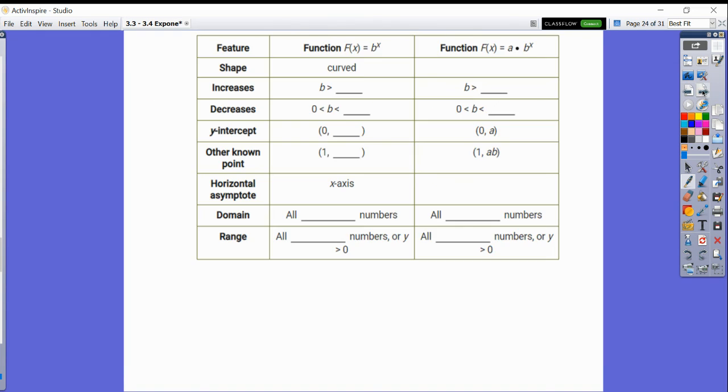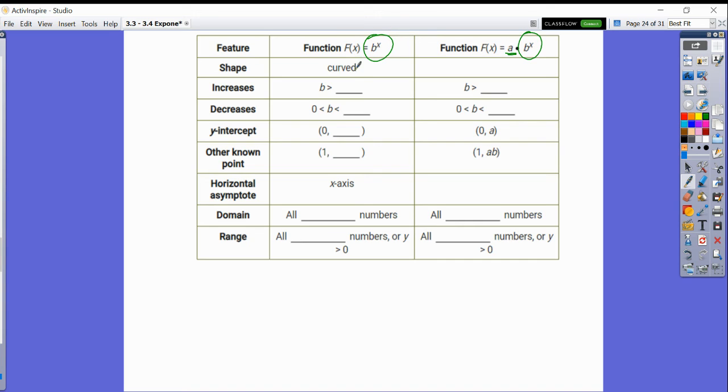Okay. Now we're going to actually flip to the back of your worksheet and then we'll come back. So flip it over and we'll come back to those last couple examples. So let's talk about when you have just b to the x versus when you have a times b to the x. So let's just look at b to the x.